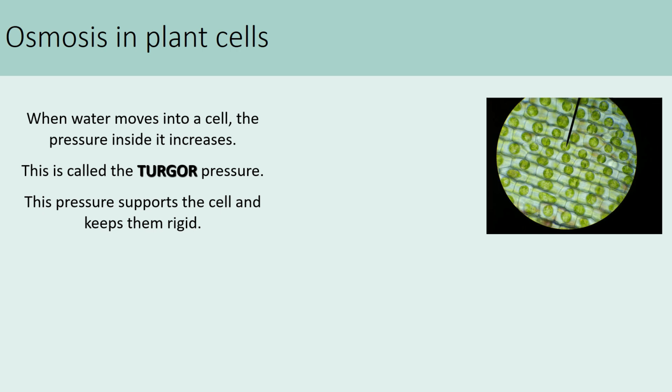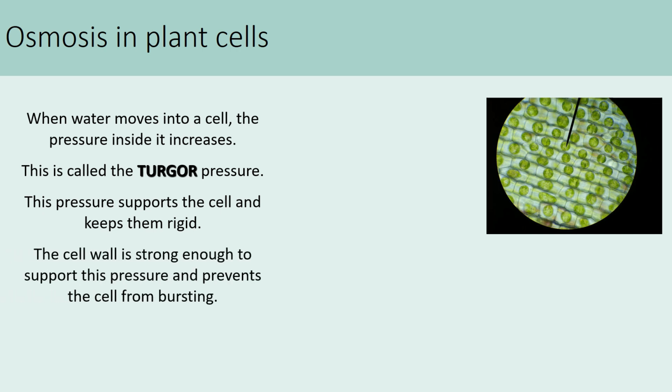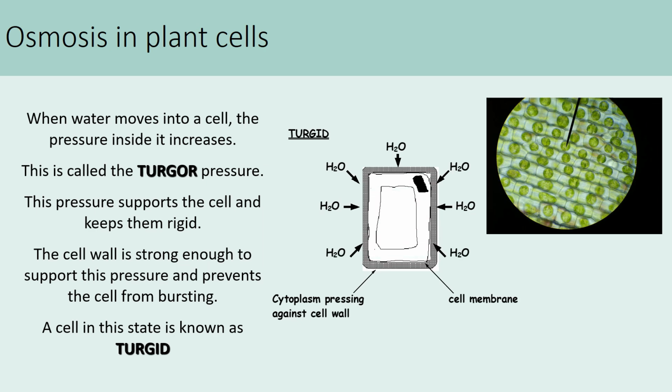As you may see in summer, if a plant doesn't have enough water, it causes it to wilt, and that's because there's not enough turgor pressure in those cells. The cell wall is strong enough to support the pressure and prevents the cells from bursting. And if a cell has got this turgor pressure inside it, we say that the cell is turgid. Okay, so a turgid cell is where the water has moved into the cell and it has caused it to become rigid. So turgor pressure, rigid, turgid.